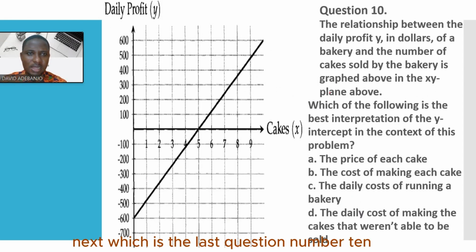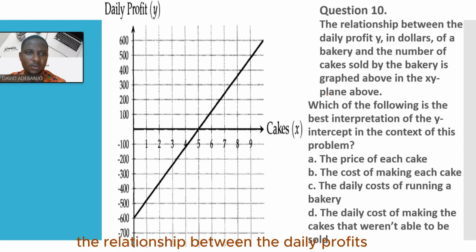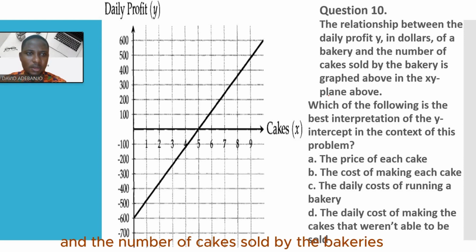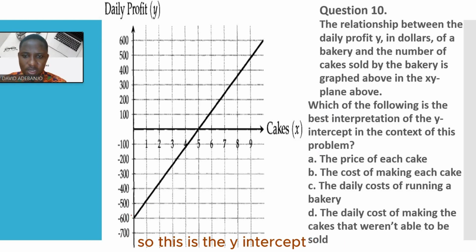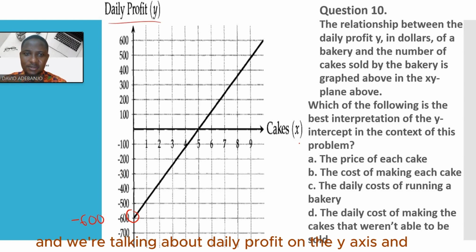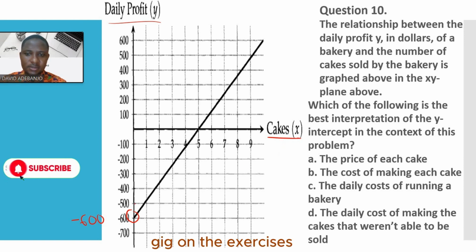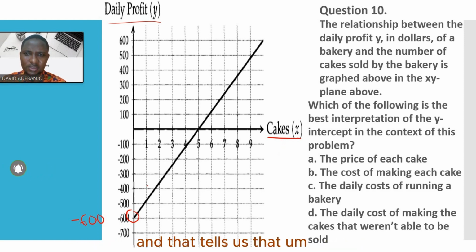Next, which is the last question, number 10. The relationship between the daily profit y in dollars for a bakery and the number of cakes sold by the bakery is graphed above in the xy plane. Which of the following is the best interpretation of the y-intercept in the context of the problem? So this is the y-intercept. Look at it. It's a negative number, negative 600. We're talking about daily profits on the y-axis and cakes on the x-axis, and we're looking at a negative number.